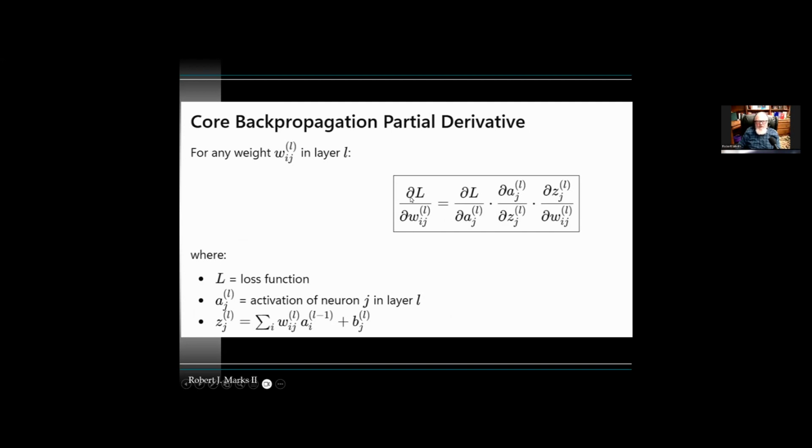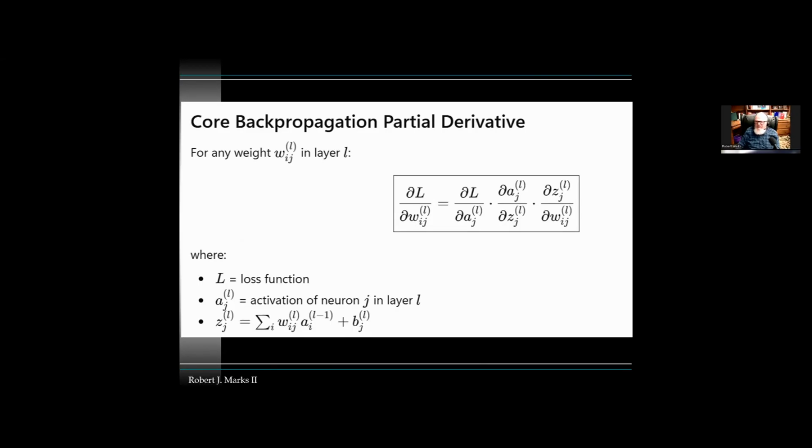If we want to do steepest descent with respect to all of the weights, we need to take the partial of the loss function with respect to the weights. That's what we'd like to do.